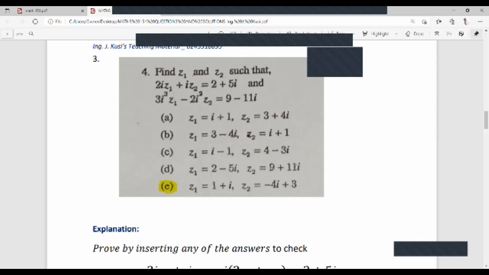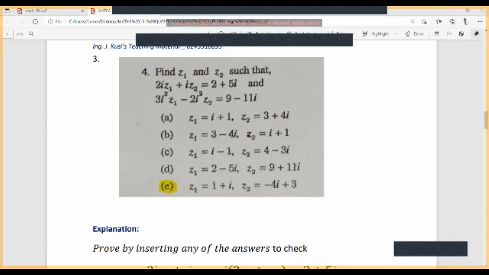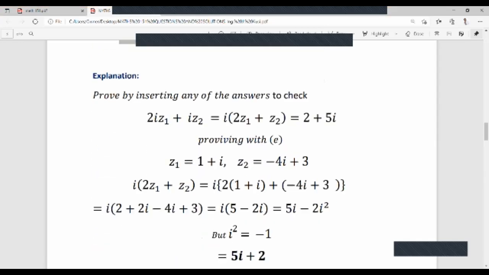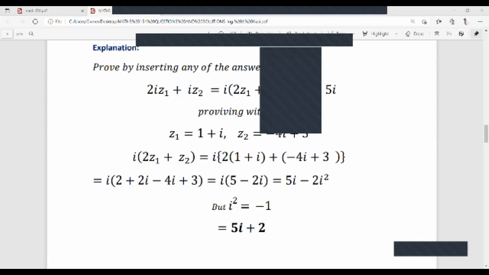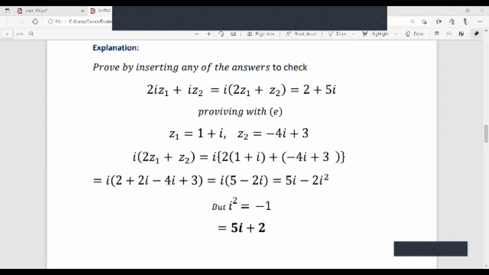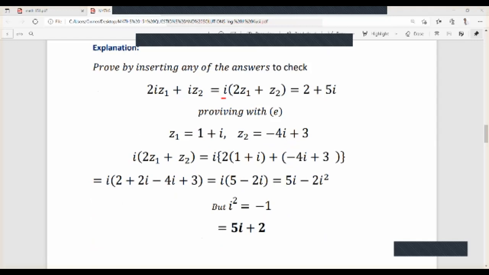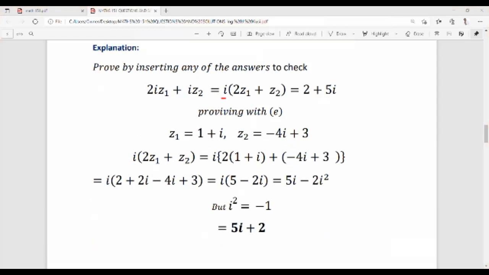So yes, you can do that. So these are quick ways of answering such questions. Once you know that is how you are going to answer, the next thing is the quick way to answer. So you factor i out, then you have this. According to the question, if you know Z1 and you know Z2, and you do these calculations, it's supposed to give you 2 plus 5i.